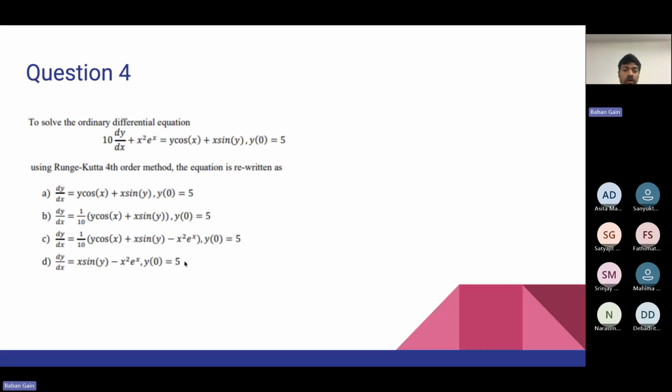Okay, so here we don't really want you to calculate the value. We just want to know, suppose in RK, Runge-Kutta method, what will be the value? How should we rewrite it? So here basically what we have to do is take everything other than dy dx to the right hand side. So if we take everything to the right hand side, what will be the answer?